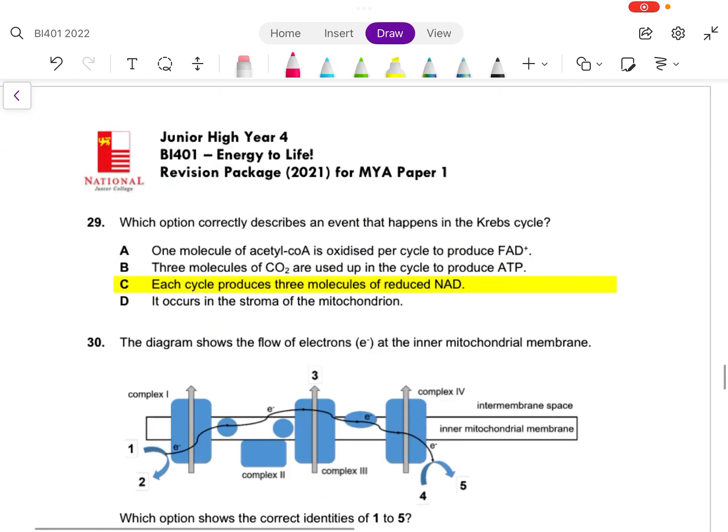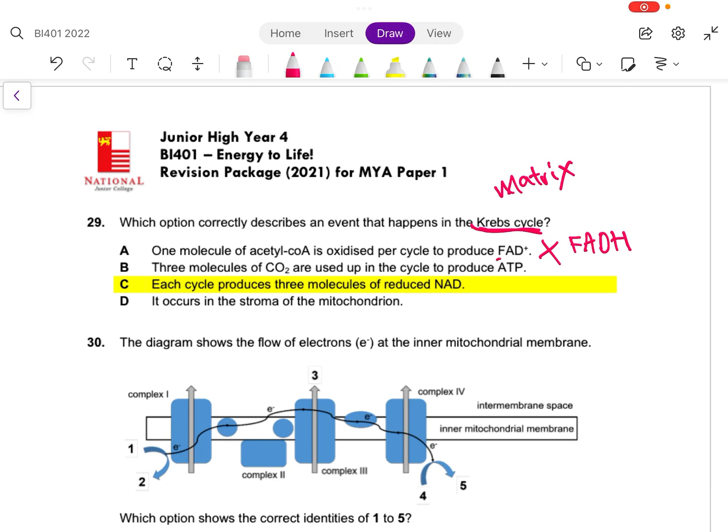Let's go to question 29. Okay, now it's a question of cellular respiration, energetics. Which option correctly describes an event that happens in Krebs cycle? Where does Krebs cycle take place? It takes place in the matrix of the mitochondria. Okay. So A. One molecule of acetyl-CoA is oxidized per cycle to produce FAD+. This is not true.